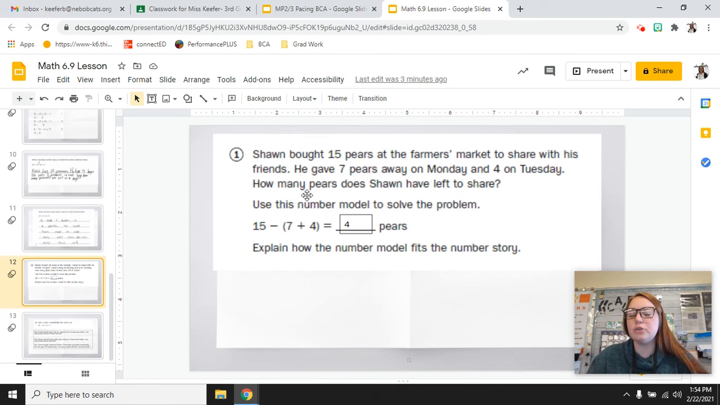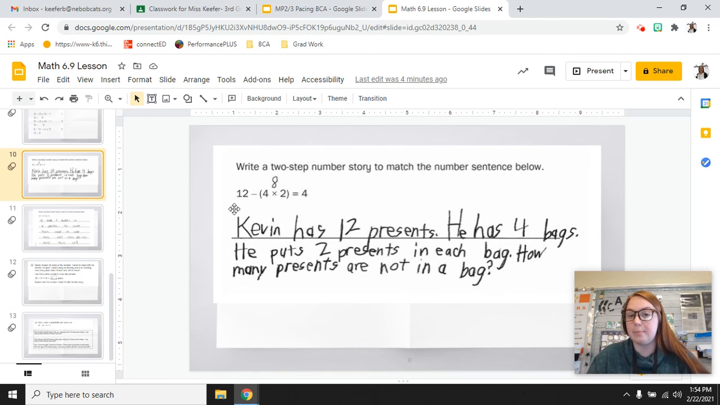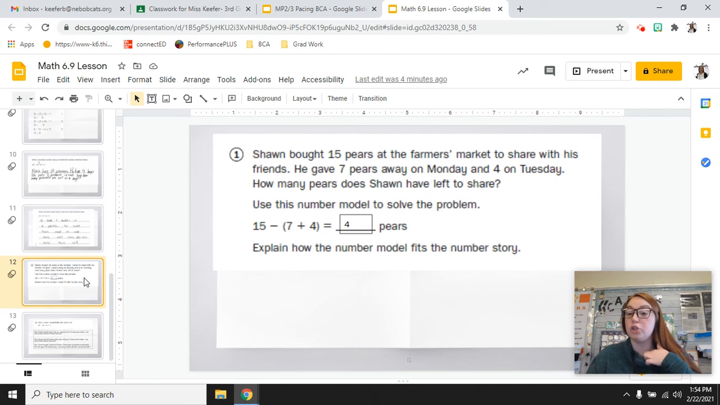Okay, so this is a strong example of how you can fit a number sentence to a number story, and this is also a strong example with Kevin's and then with the one from Sean. So your takeaway from this is just making sure that you are thinking about how you could make a number story to fit a number sentence.